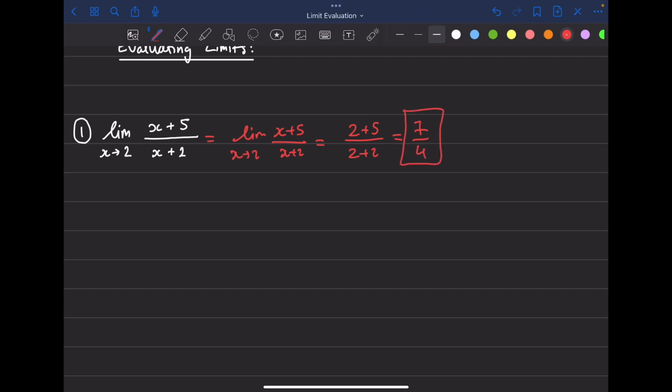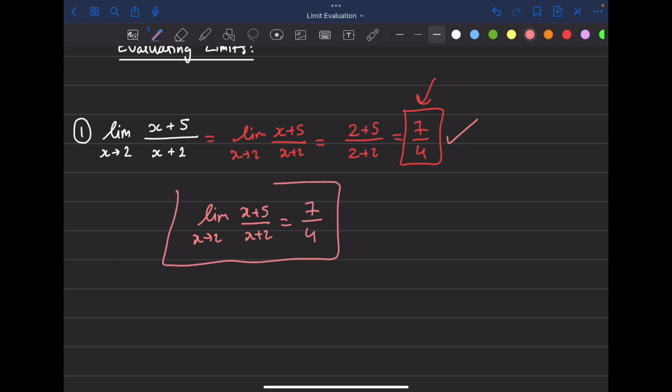So very easy. This works because there's nothing wrong with this number. If it was divided by 0, for example, on the bottom, then we would run into other problems, which we're going to cover in the next example. But for this question, since there's nothing wrong with 2 plus 5 over 2 plus 2, this works and it is correct. So the limit as x approaches 2 of x plus 5 over x plus 2 is 7 over 4. And this is your answer, so we are done.